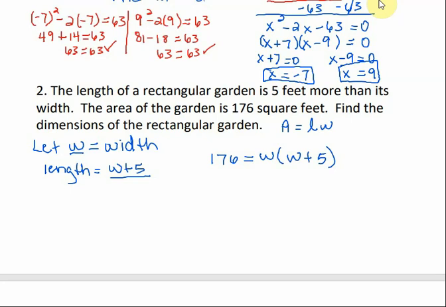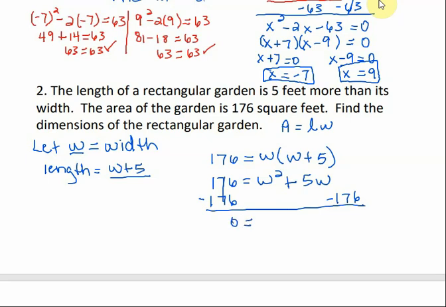Now that we've written our equation, let's solve it. So the first thing I want to do is distribute my W. And I get W squared plus 5W. Okay, so next I'm going to subtract 176 from both sides. And I get 0 equals W squared plus 5W minus 176.